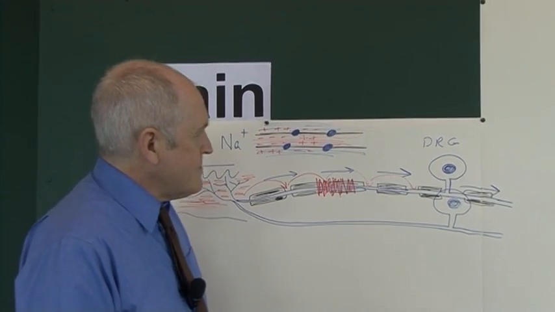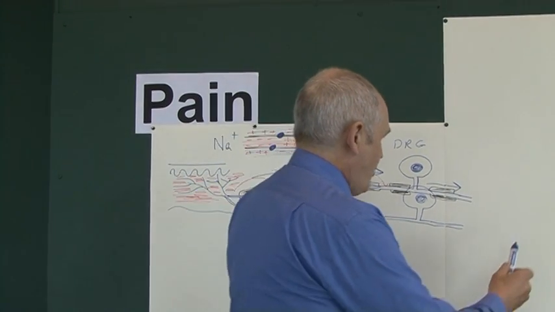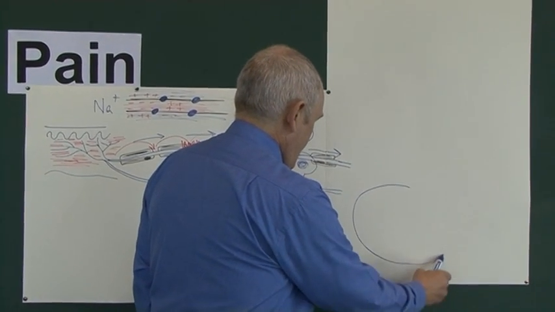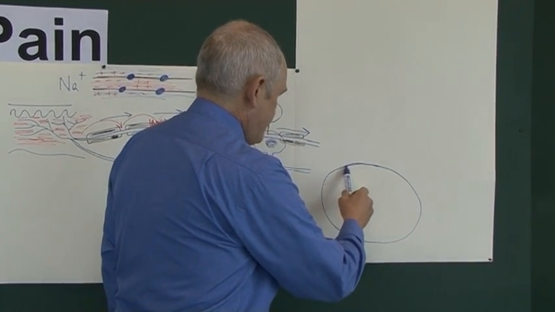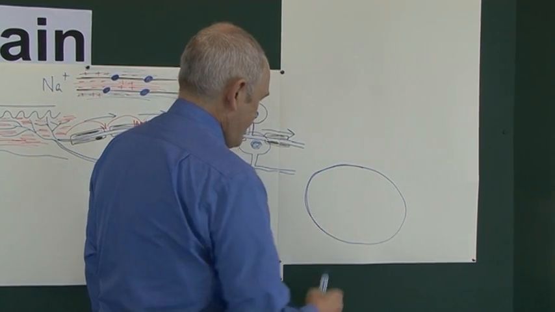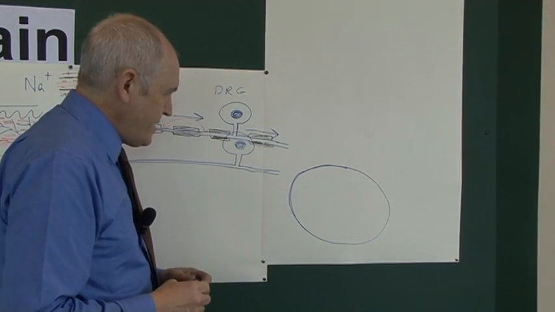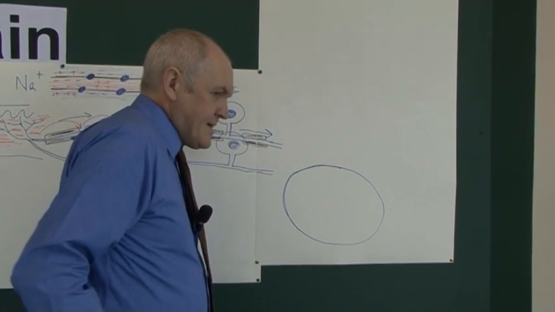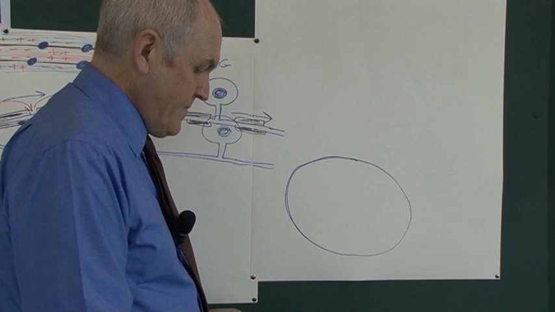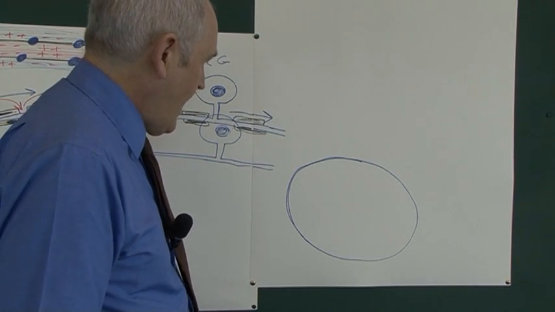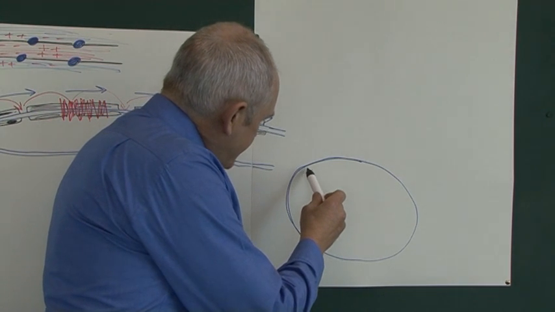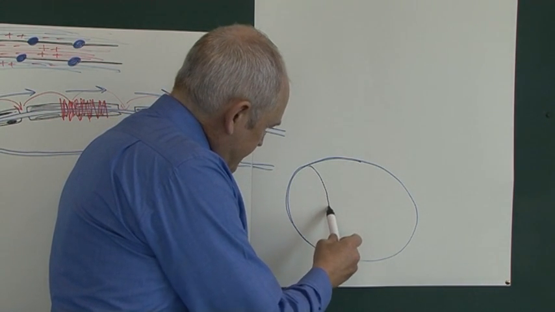Now, here we have the spinal cord in cross-section. Cross-section of the spinal cord. And you probably know that the spinal cord contains two types of matter. It contains grey matter and it contains white matter. And the grey matter is more or less in an H-shaped bit inside like this.